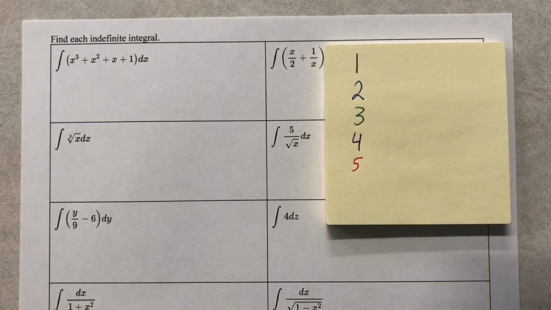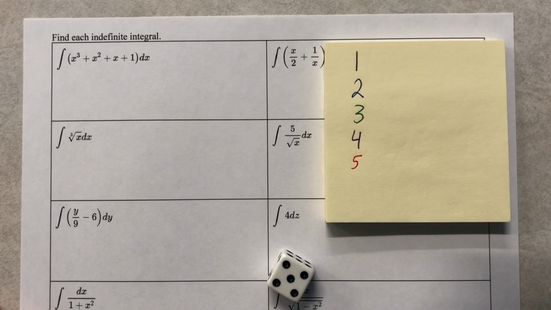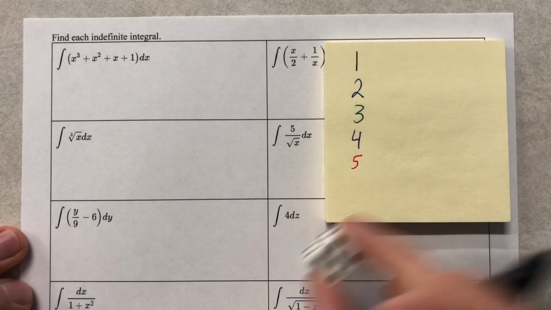We'll roll the dice before each problem. Black, blue, green, purple, red. Let's go. Number 5. Number 5 is red.